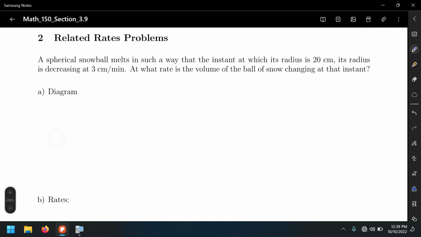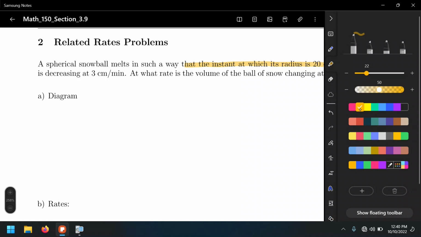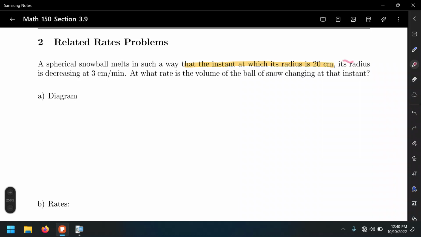All right, and they're telling us that at the instant at which its radius is 20 centimeters, its radius is decreasing at a rate of 3 centimeters per minute. So that's the piece of information that they are giving us. The question is, at what rate is the volume of the snowball changing at that same instant?